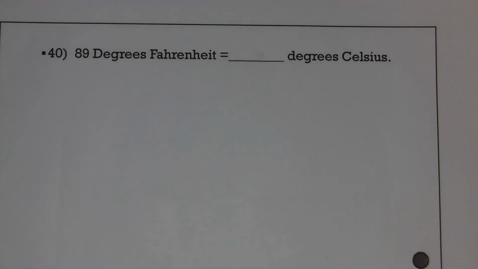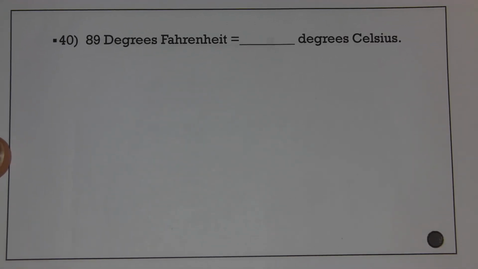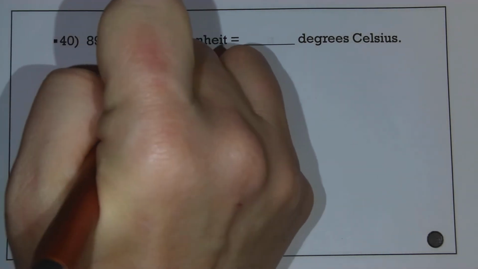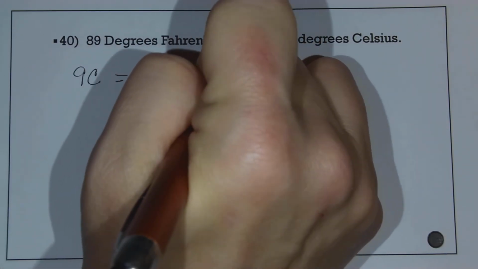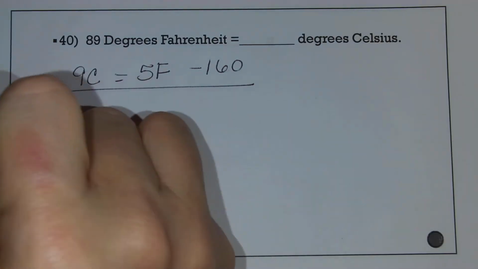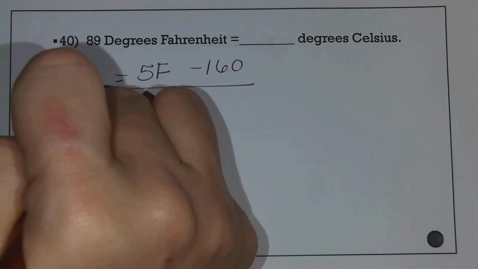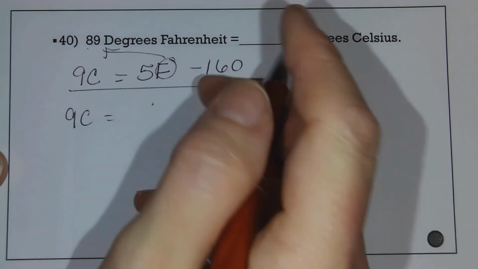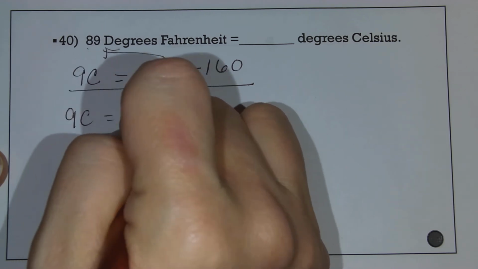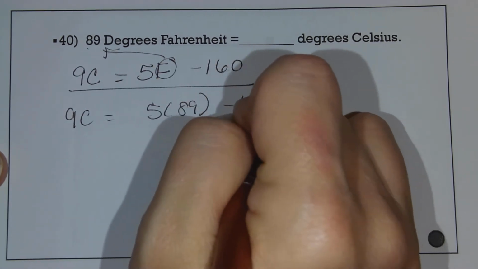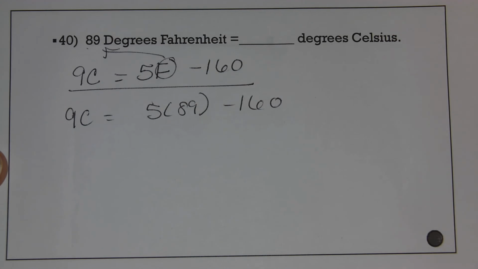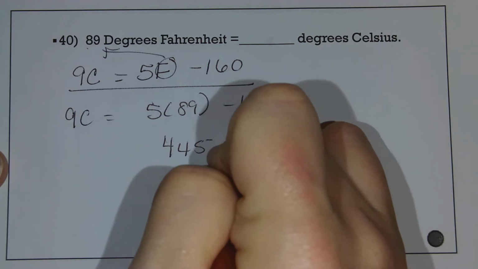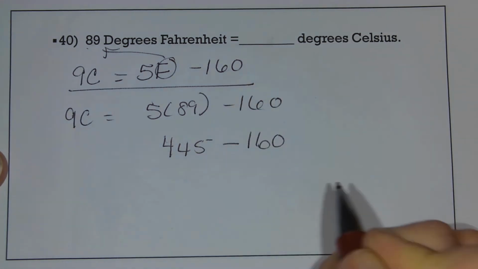Okay, our last one for your homework on the degrees from Fahrenheit to Celsius. So you have 9C equals 5F minus 160. The Fahrenheit is 89 degrees, so we're going to go 89 degrees Fahrenheit to Celsius. So 5 times 89 minus 160. So 5 multiplied by 89 is 445 minus 160.